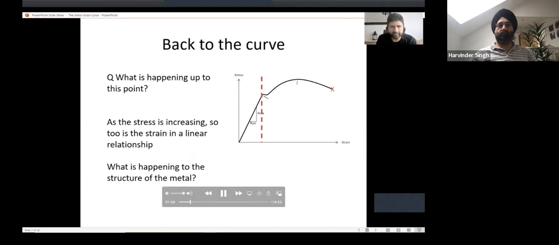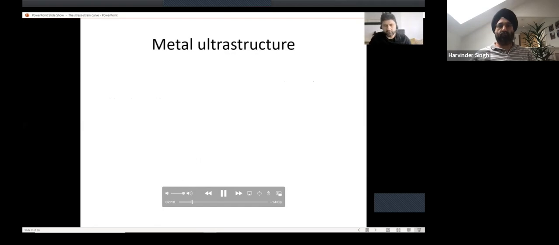So let's go back to the curve. So the first thing you'll probably be asked is, what is happening in this first part of the curve where there's a linear rise between stress and strain? And what does this mean for the actual structure of the metal? What is happening to explain this mechanical behavior? So for this, we do need to understand what is the structure of metal.